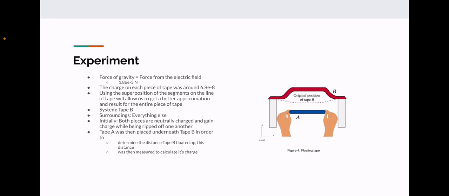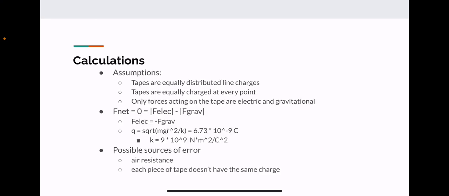The system here is tape B, and the surroundings are everything else. Initially, both pieces are neutrally charged and gain charge while being ripped off each other. Tape A was placed underneath tape B to determine the distance where tape B floated up in this experiment and then calculate its charge. Our calculations included some assumptions.